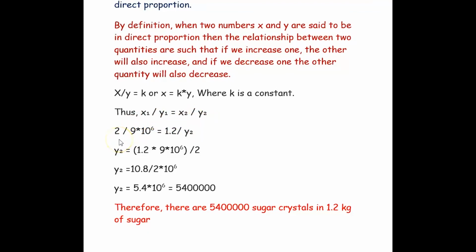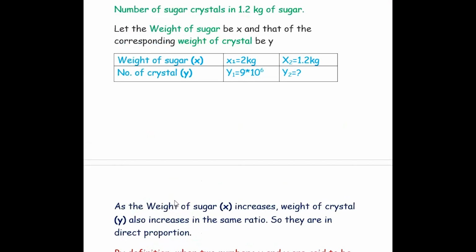Substituting x1 is equal to 2 and y1 is equal to 9 into 10 raised to the power 6, which is equal to 1.2 divided by y2. On cross multiplying and dividing, you will get 5.4 into 10 raised to the power 6. So there are 5.4 into 10 raised to the power 6 sugar crystals present in 1.2 kg of sugar. So here the weight of the sugar decreased, and the number of crystals present also decreased. Here it is 5.4 into 10 raised to the power 6.